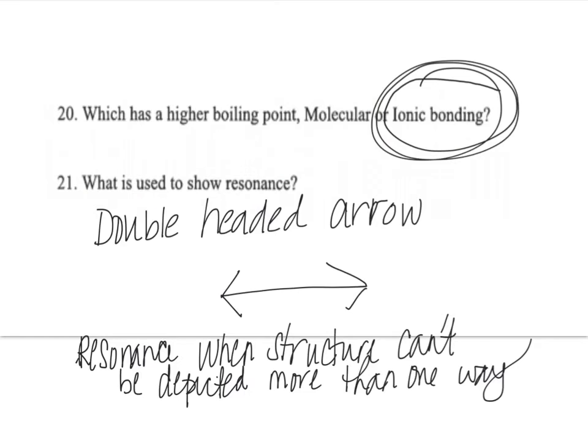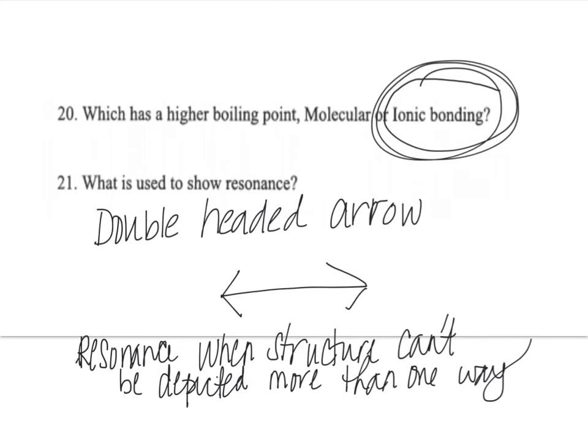All right, 20. Which has a higher boiling point, a molecular compound or a compound that's bonded ionically? The ionic compound will definitely have a higher boiling point. What we use to show resonance is a double-headed arrow.